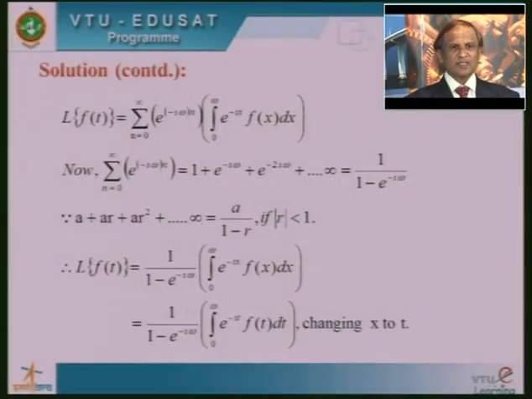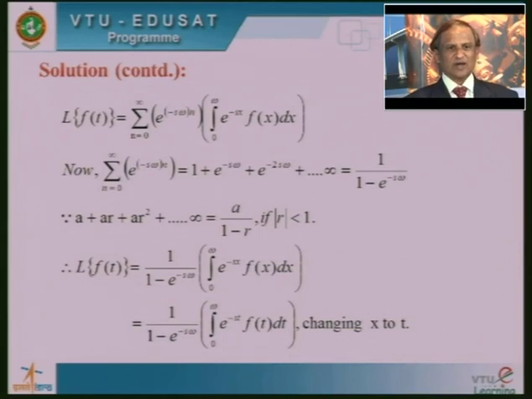Is it clear? Right? So now I am going to write L of f of t is equal to summation of n equals 0 to infinity, e to the power minus sω into n outside. Within the bracket, I will write the remaining things. What are the remaining things? Integration of 0 to ω, e to the power minus s into x into f of x dx. Is it clear? Right? So before integrating, now I want to calculate.